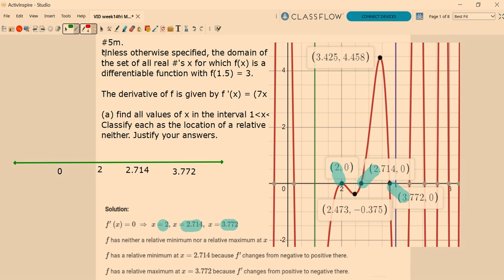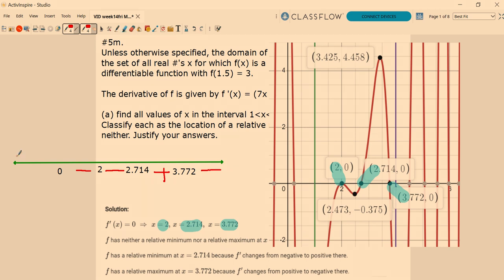Now, to the left of 2, your derivative is going to be negative. Look, this is negative. In between 2 and 2.714, it is still negative. That's this portion right here, still in the negative zone for the first derivative. Between 2.714 and 3.772, it's positive, as shown here, that has positive y values. Now after 3.772, it is negative.